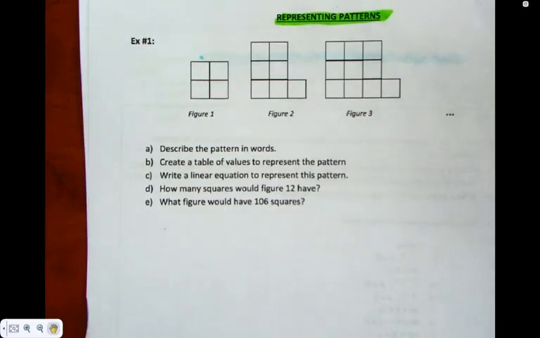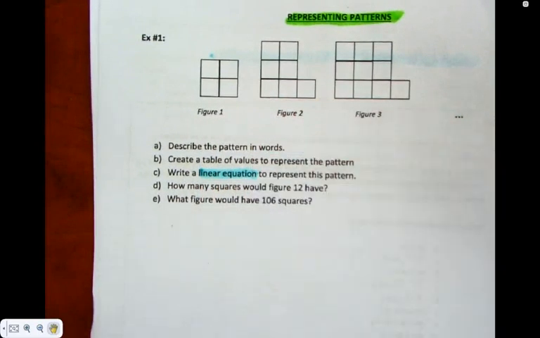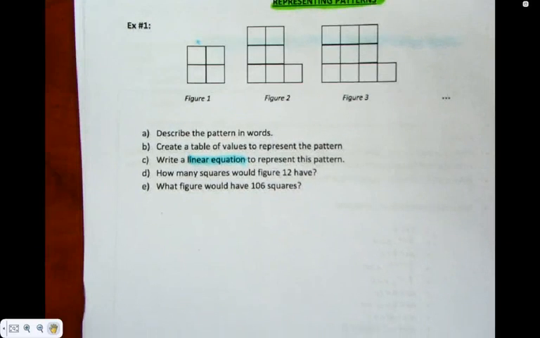Then we're going to do what's called a linear equation. I want to highlight that because that's why it's in this unit. It has something to do with a line. And then we're going to use that equation to figure out how many squares would be in figure 12, what figure would have 106, all these other kinds of questions.